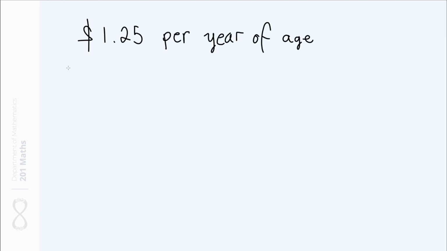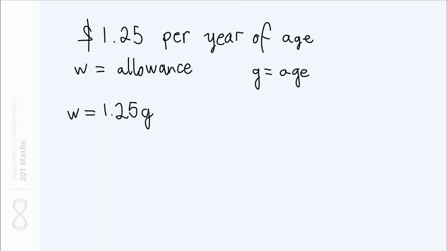Let's say we have a family where children receive a weekly allowance that is equal to $1.25 per year of age. Let's use the letter W for the allowance and the letter G to represent the age. Now we need to write the equation that we will use to find the allowance based on the age of the children. This equation will be W equals 1.25 times age.